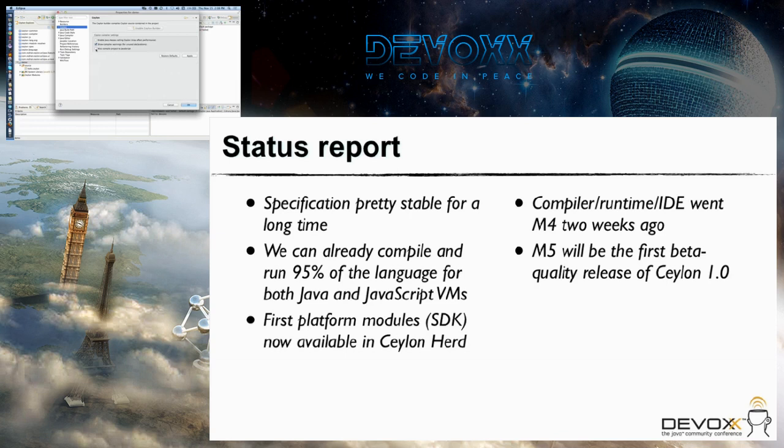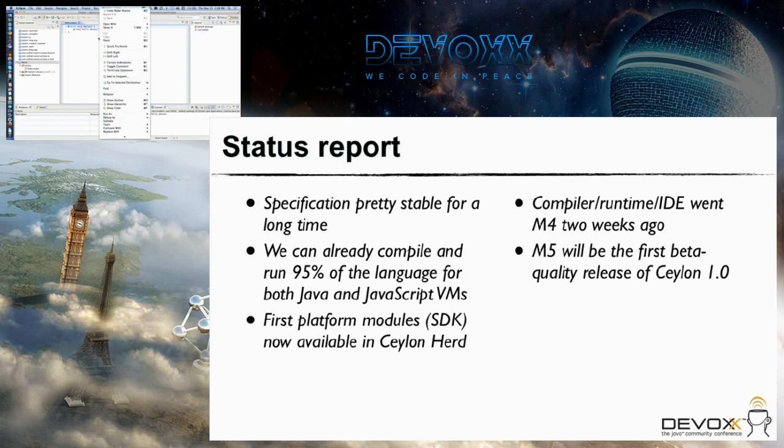We also enable compilation to JavaScript, and it just so happens that I have Node installed on this machine, so the plugin automatically discovers where Node is, and then I can run it as a JavaScript application on Node. So we just ran that program on both the JavaScript VM and on the Java VM.